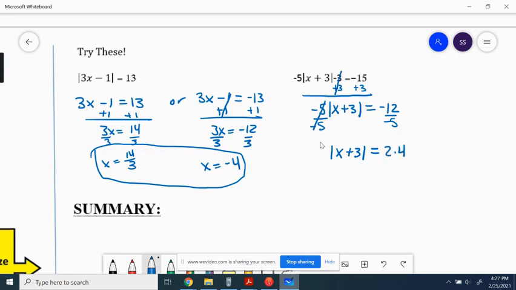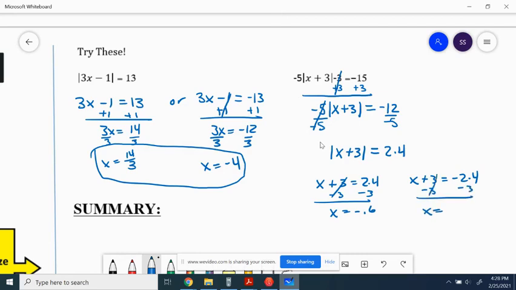All right, so now we've removed everything outside the absolute value bars. Now we can check to see if there's going to be a solution. 2.4 is positive, so there will be. So we can set up two different equations. First, simply remove the bars. Second, keep the same as the first one. Set it up equal to its opposite and solve them both. This one's a pretty easy one. We're just going to subtract 3. So I'm left with x is equal to negative 0.6, and subtract 3 on this one on both sides. X is equal to negative 5.4.